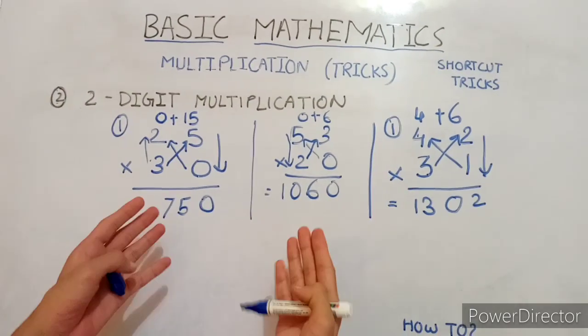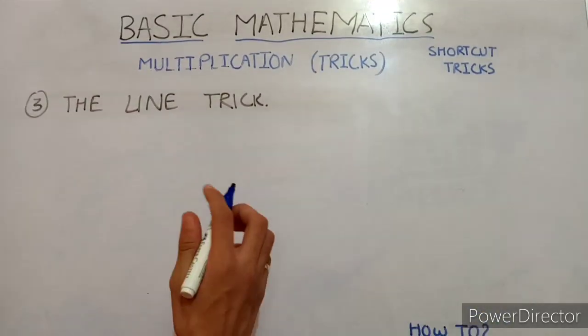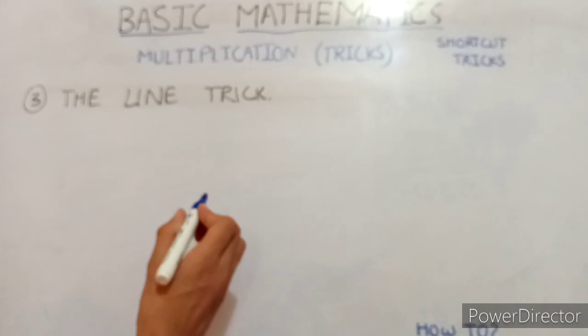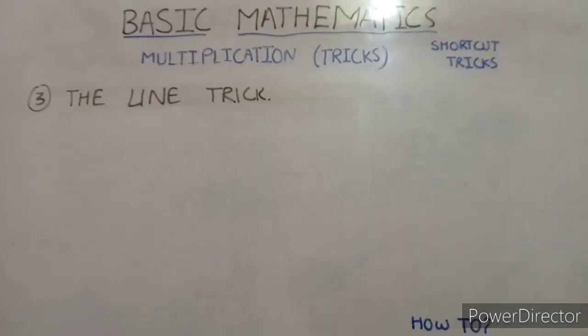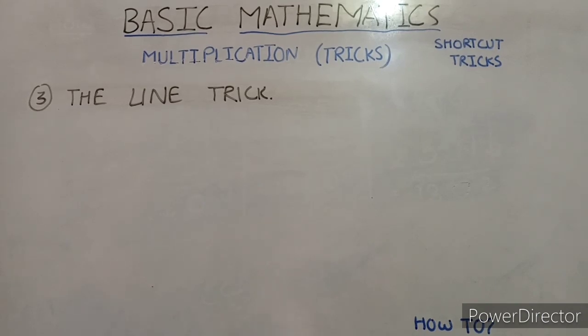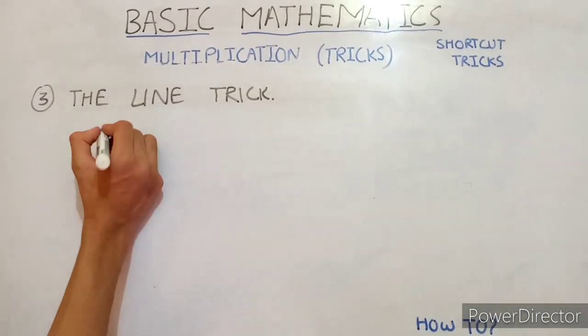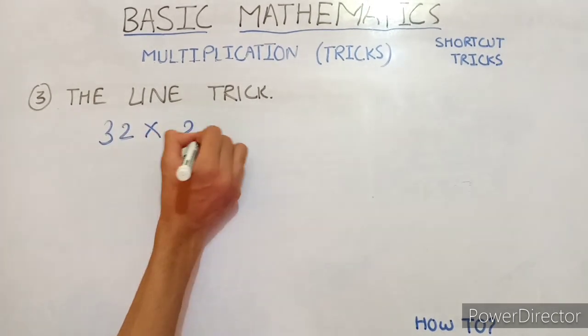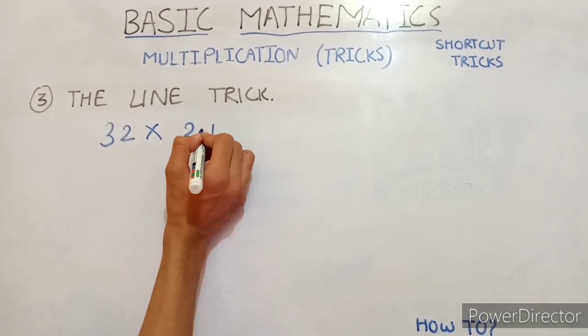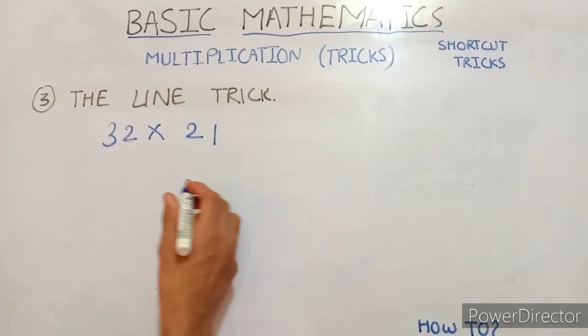Now let's see the third trick to multiply numbers, the line trick. Let's take an example. Let us take two numbers as 32 into 21. Okay, so now what you have to do is, you have to draw the lines.